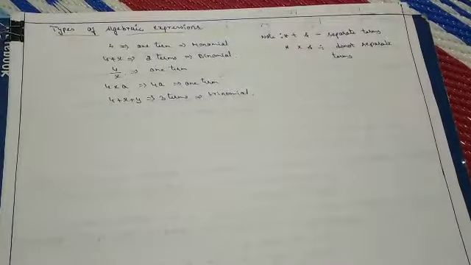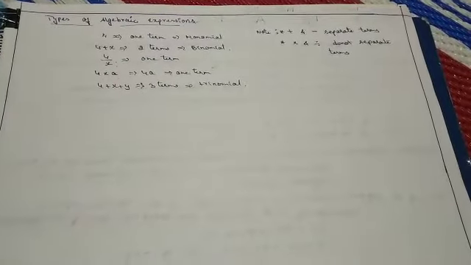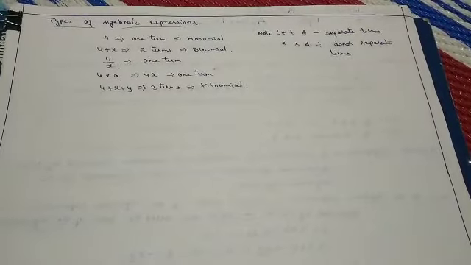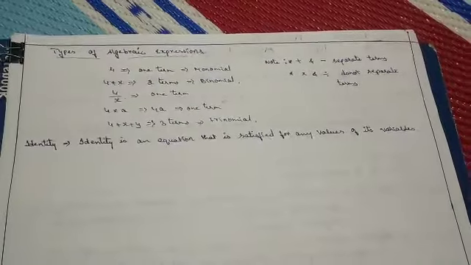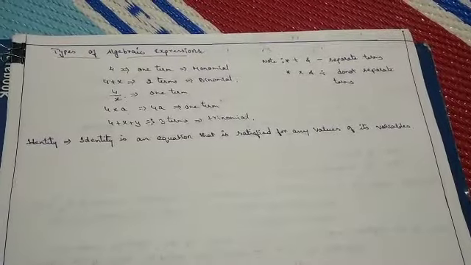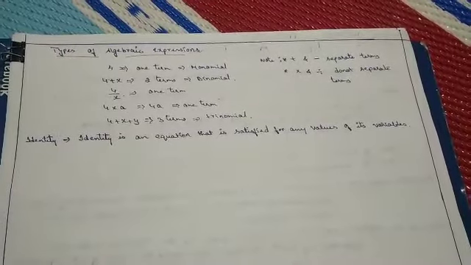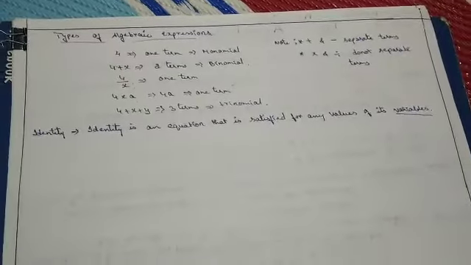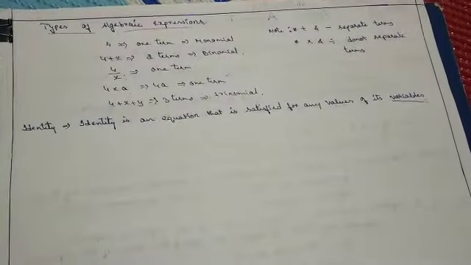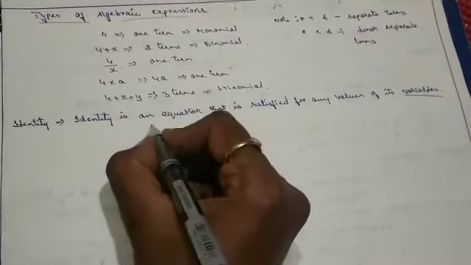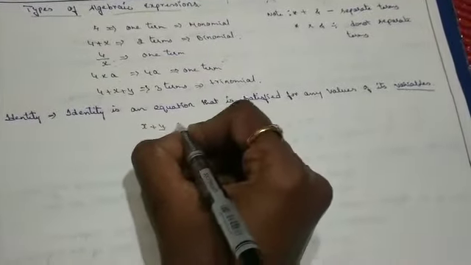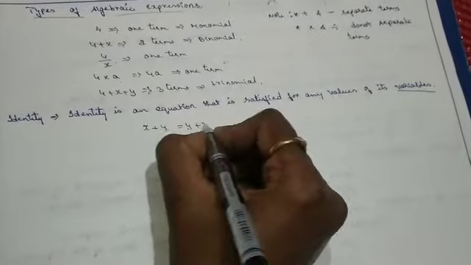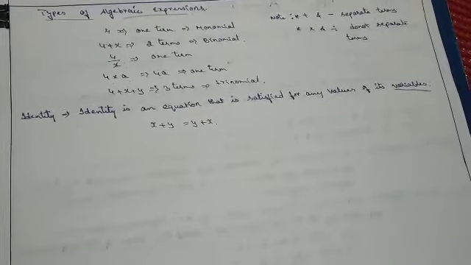The question arises, what is meant by identity? Identity is nothing but an equation that is satisfied for any values of its variables. Identity is an equation that is satisfied for any value of its variables. So in class 7, we have discussed the commutative property under addition, that is x plus y is equal to y plus x. Can we say this is an identity?